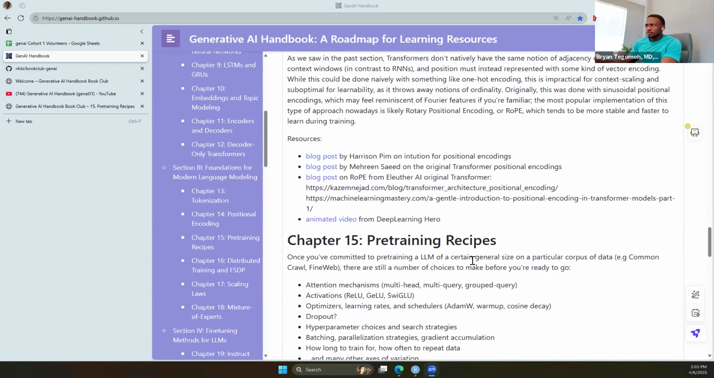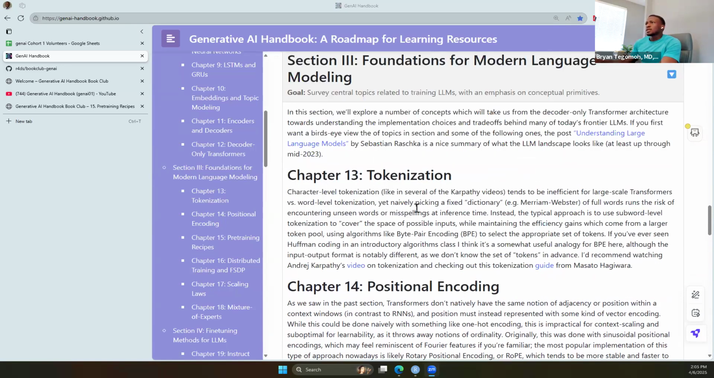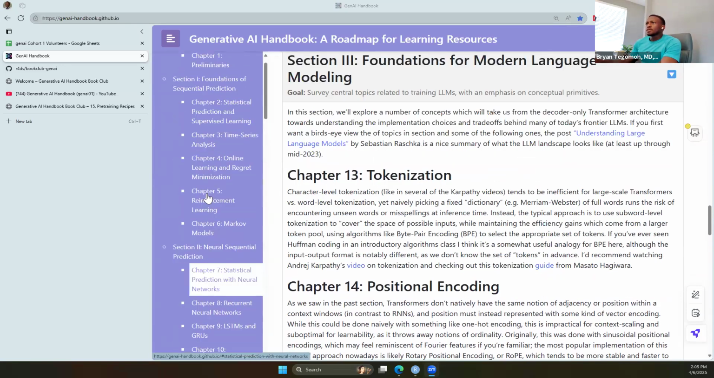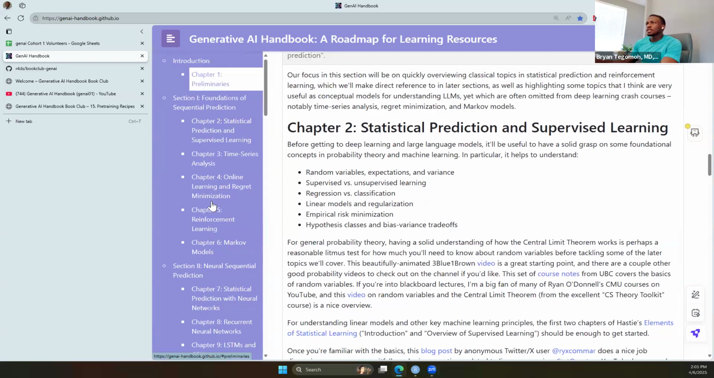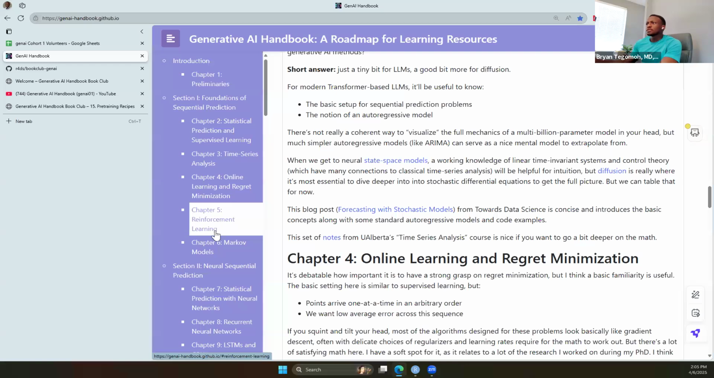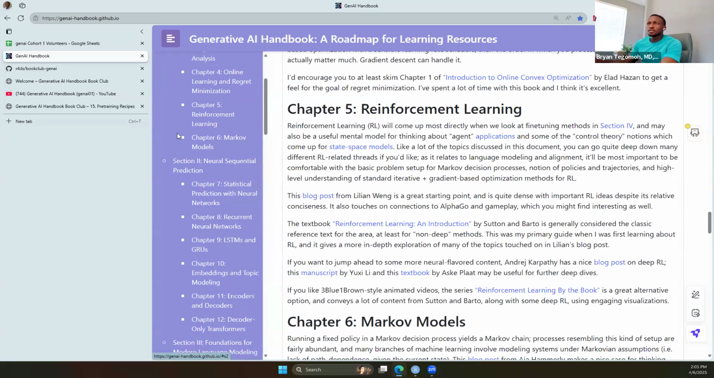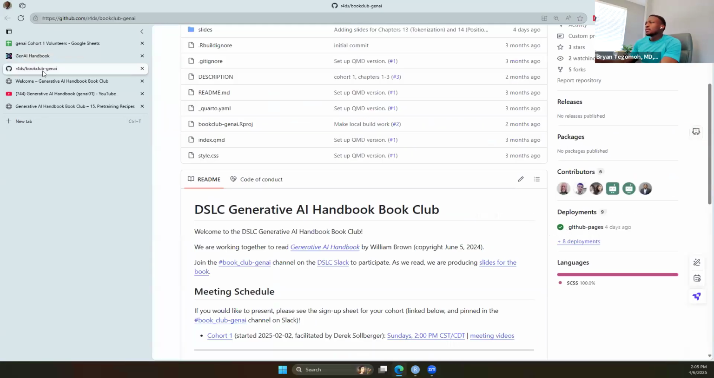These concepts build on each other. The concepts on pre-training recipes build on some of the ideas that we discussed during tokenization and positional encoding. Again, I encourage everyone to go back and review prior slides because they're sequential. The knowledge builds on each other.